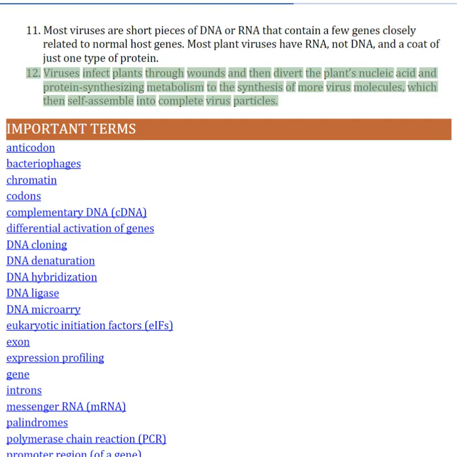12. Viruses infect plants through wounds and then divert the plant's nucleic acid and protein synthesizing metabolism to the synthesis of more virus molecules, which then self-assemble into complete virus particles.